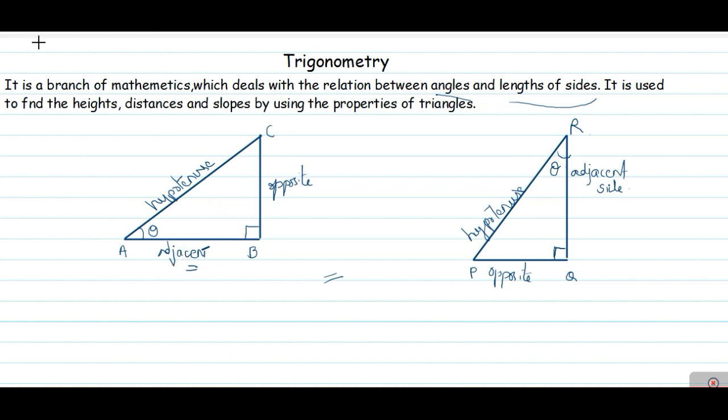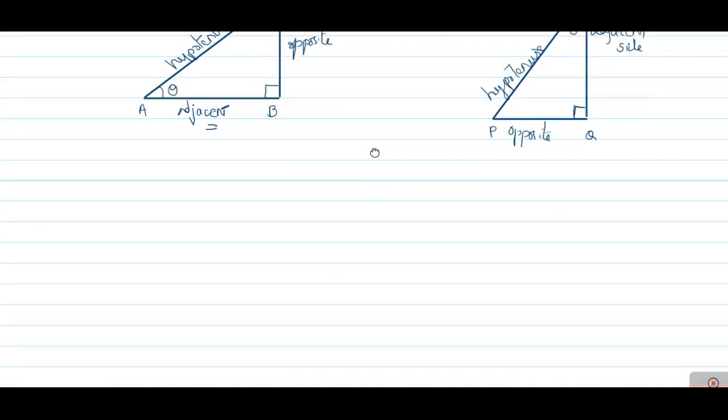Now, what are the basic trigonometric ratios you have learnt? The basic trigonometric ratios that you have learnt till now are sin theta, cos theta and tan theta. The inverse of tan is cot theta, the inverse of cos is secant theta, and that of sin is cosecant theta. These are the short forms.